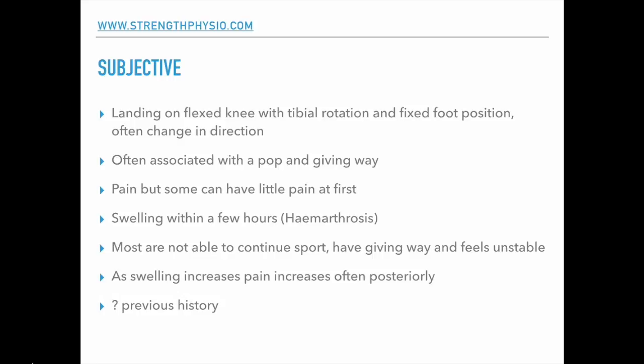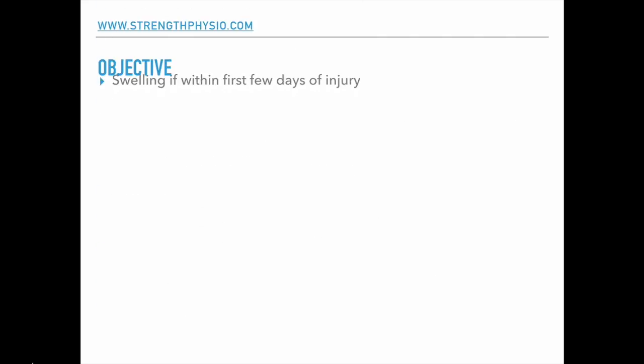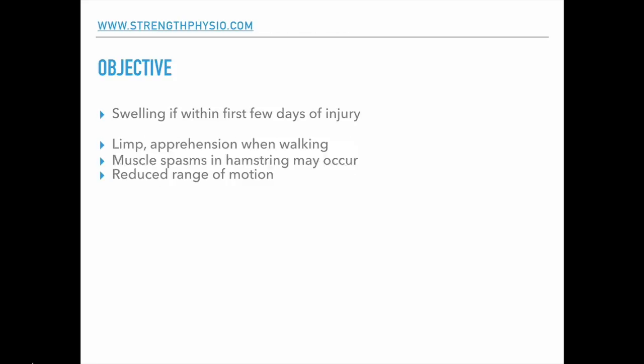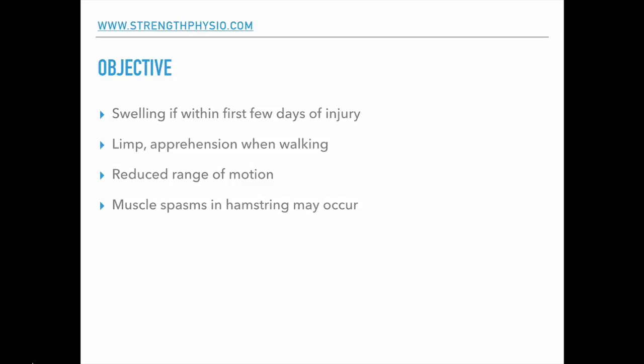Potentially there could be issues if someone's had previous ACL injuries, then you might more likely suspect another ACL injury as well, especially if they've come back to sport and haven't had a lot of confidence coming back to the sport. So objectively, what are we looking for? Well, in the first few days we're looking for swelling, we're looking for limp and apprehension when people are walking, and we're looking for a reduced range of motion generally with these conditions, especially if there's been a lot of swelling of the joint.